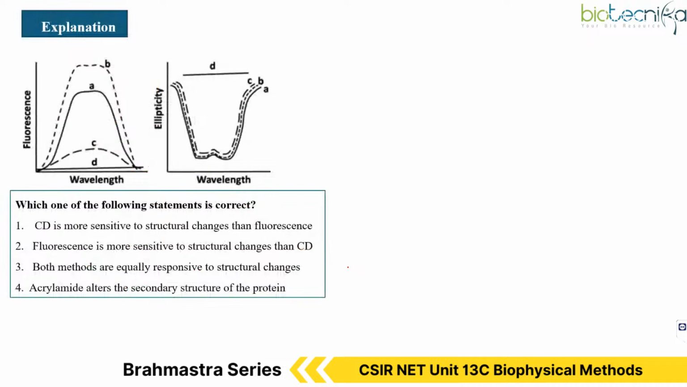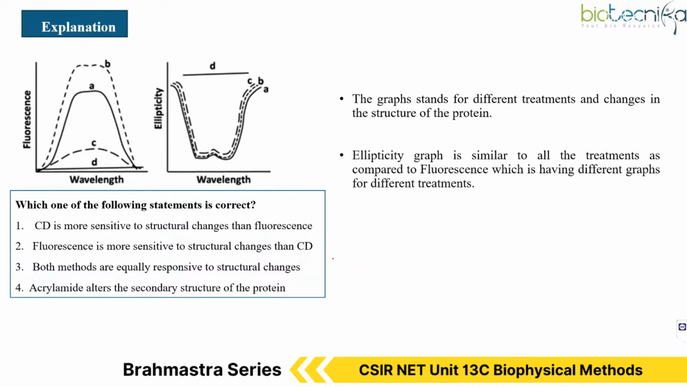So obviously the answer cannot be option 3, because if you compare both the graphs, they stand for different treatments and changes in the structure of the protein. The ellipticity graph is similar in all conditions A, B, C, but here there is a considerable change, right? Different graphs are there for A, for B condition, and for C, right? So definitely fluorescence is more sensitive than circular dichroism.